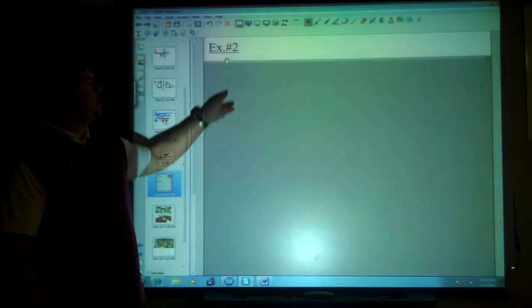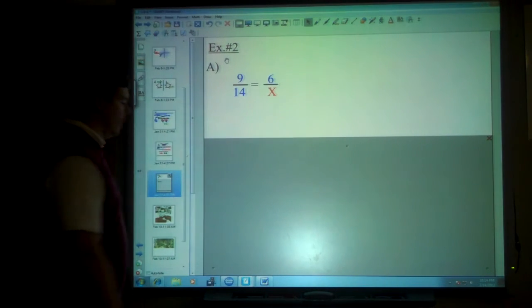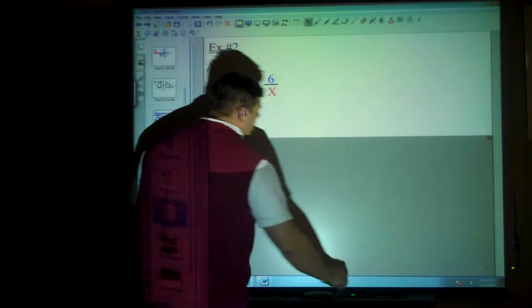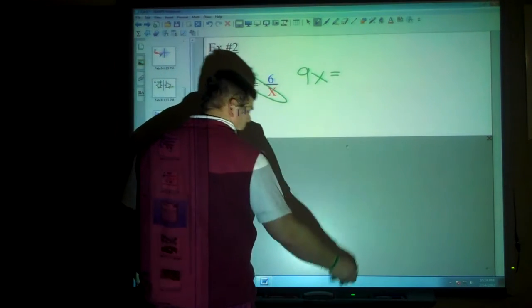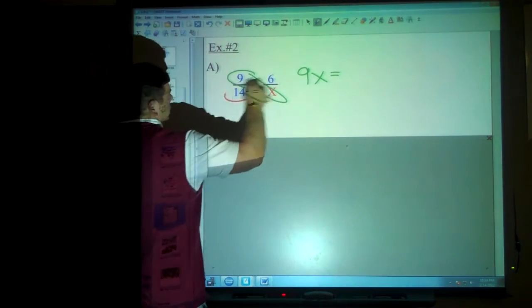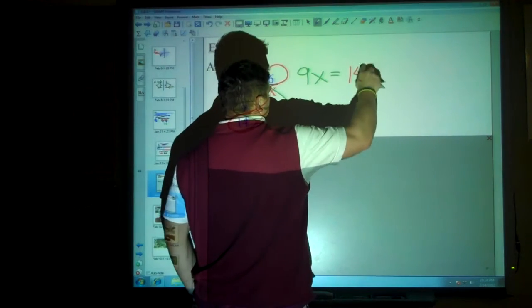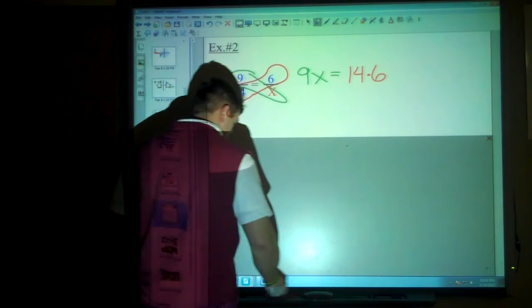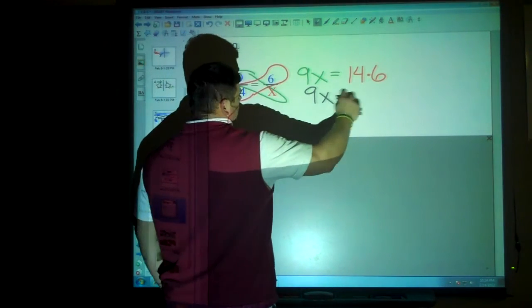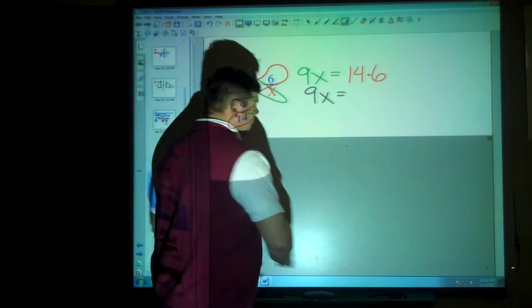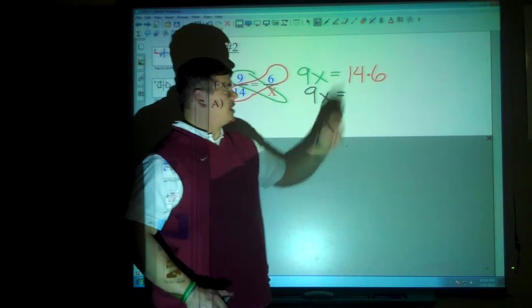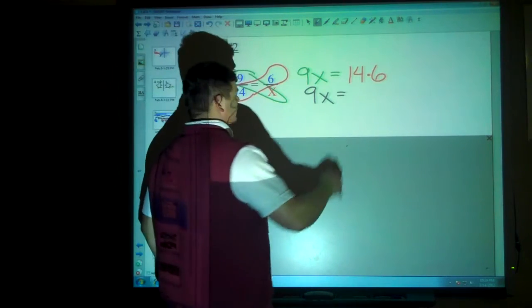Alright, a couple examples. If we want to solve, the means and the extremes should be equal. So therefore 9x has to be equal to 14 times 6. So that means 9x is equal to, if you multiply 6 times 10, 6 times 10 is 60 and 6 times 4 is 24. You add the two together, it's 84.